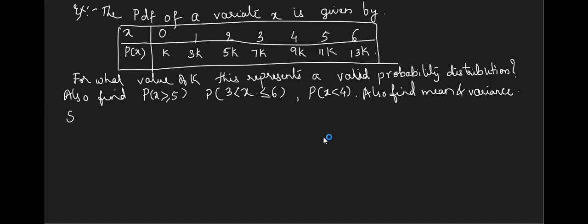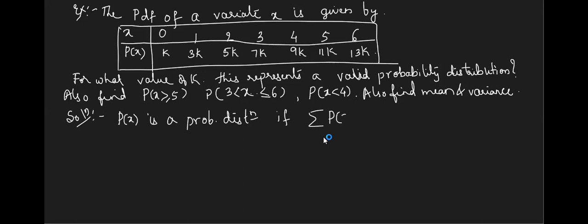So here they have given one tabular form. They've asked for what value of k this represents a valid probability distribution. So we are aware that any function given will be a PDF if, what is the condition? If you add up all the p of x values, that summation is always equal to 1. If this condition is satisfied.